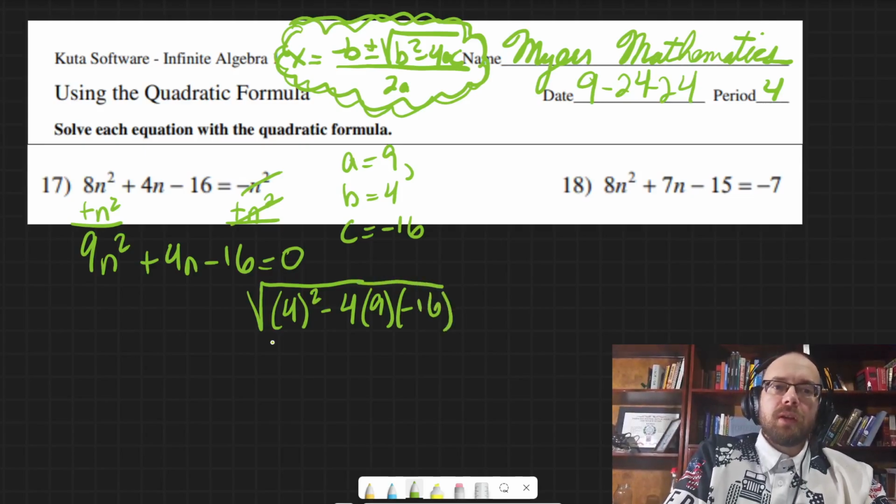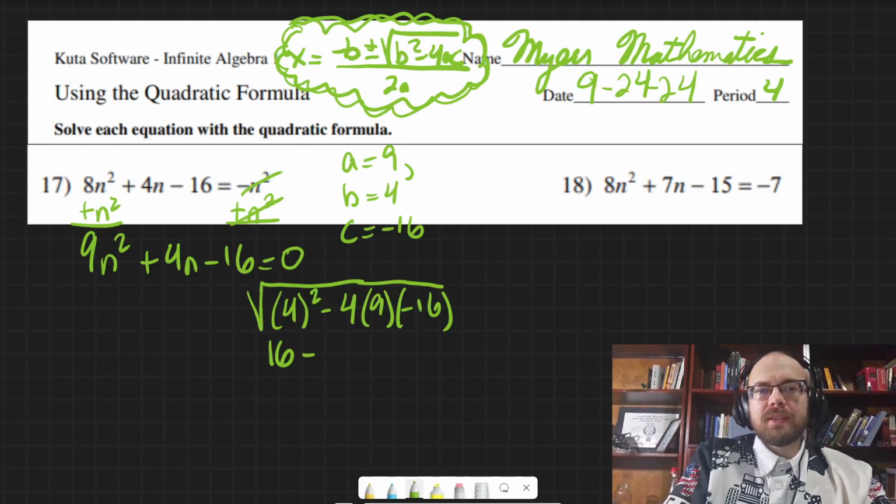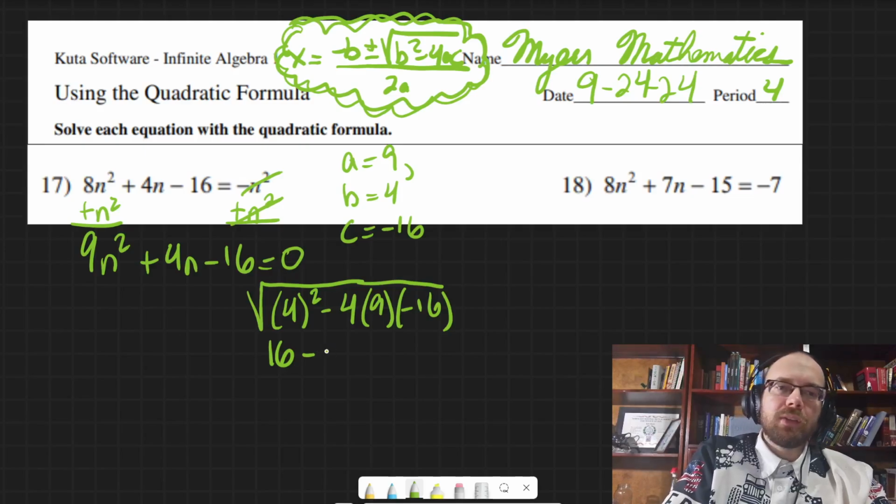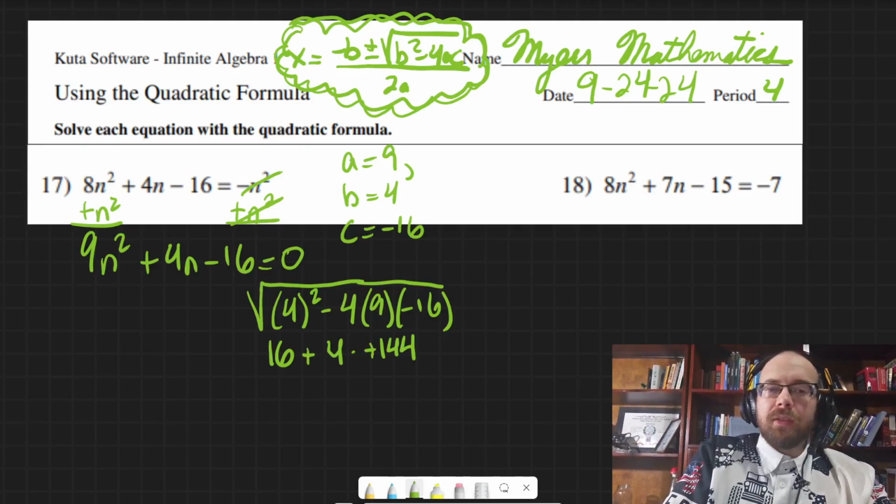There we go. All right, so then 4 squared is 16 minus 4 times 9 times negative 16. Actually, hold on. Let's do 9 and 16, because that's 144. So that'd be 4 times 144. And that's going to be negative, and a negative makes a positive eventually. And then 4 times that is going to be 576.